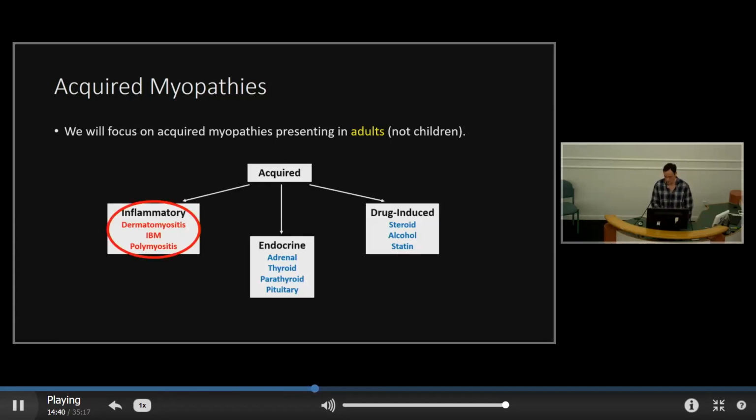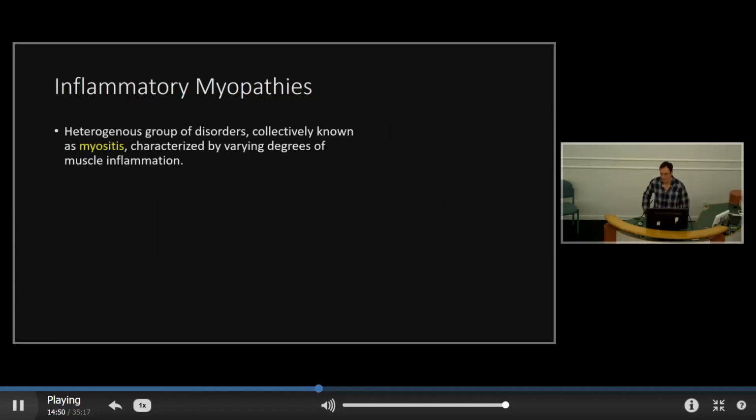We'll devote a little bit of time to the other two, but there are three major ones: dermatomyositis, inclusion body myositis, or IBM, and polymyositis. Now, the inflammatory myopathies are a very heterogeneous group of disorders, so they can present very differently clinically. But they all share this thing called myositis, which basically means there's a degree of inflammation affecting some muscle somewhere.